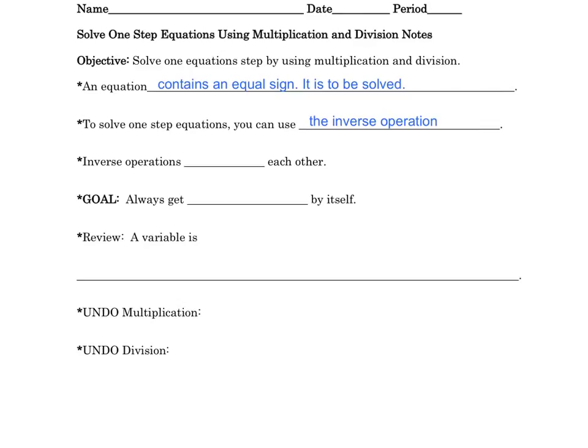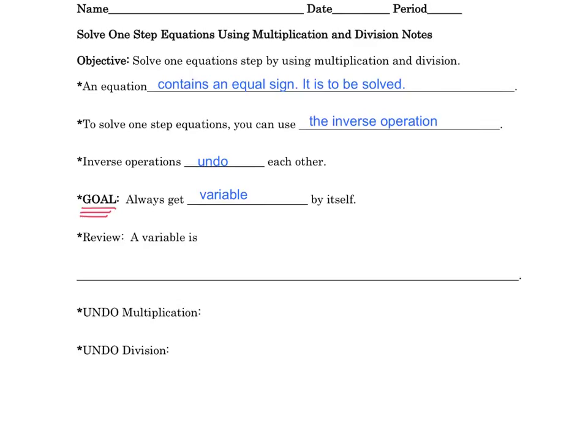So we're going to use inverse operations. And let's recall what inverse operations are. Inverse operations always undo each other. So our goal for any equation, we always want to get the variable by itself.